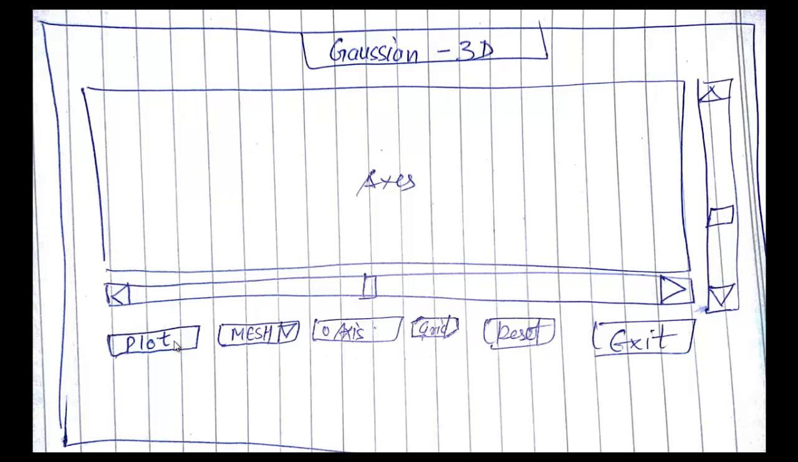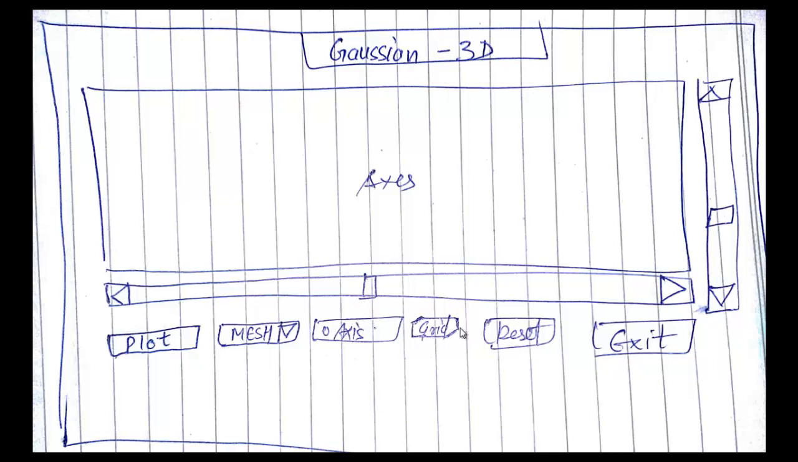When you click on the plot button, the graph will appear in this axis. Here is a pop-up menu. When you click on this menu, it will show you two options, mesh or surface, so we can change the type of graph shown in the axis. Next is the axis button, which is actually a radio button. When you click on it, the axis will be on, otherwise the axis will be off. And this is a toggle button for the grid.